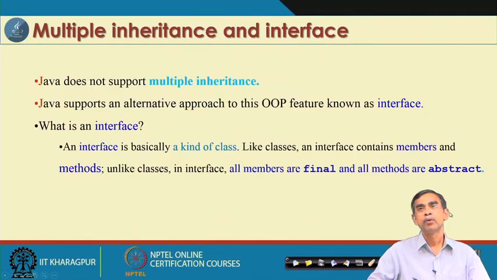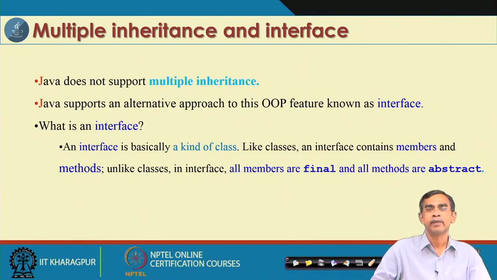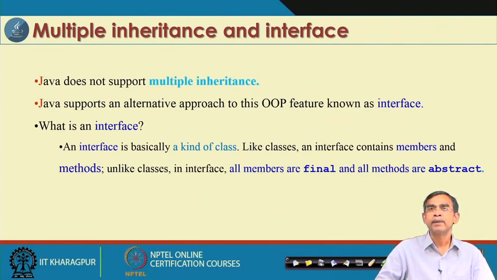Now, let us have a full concept of multiple inheritance and the interface. As I told you, an interface is basically very similar to a class, more specifically to an abstract class. This means that, like classes, an interface can contain members and methods. However, the difference between a class and an interface is that in an interface, all members are final and all methods are abstract. There should not be any member which is non-final and any method which is non-abstract.